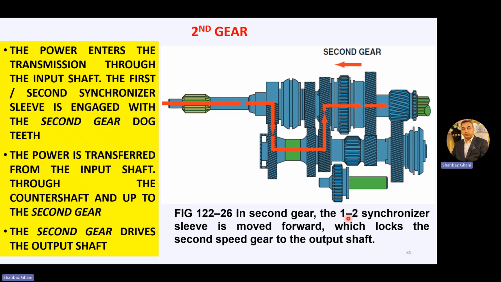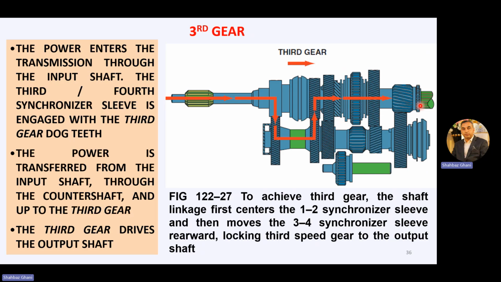In second gear, the first and second synchronizer sleeve, this one, is moved forward, which locks the second speed gear to the output shaft. So the power is coming from your engine, flywheel, and clutch to this input shaft, to the input gear, which is driving your counter shaft. From that counter shaft, it is going to the second gear because we have moved this synchronizer to the second gear, and this second gear is attached to the main shaft, and the torque is moving from this output shaft.